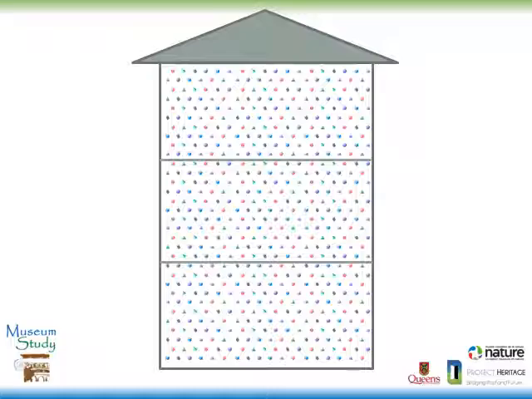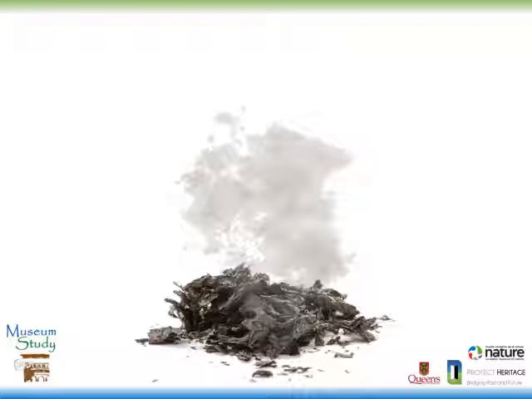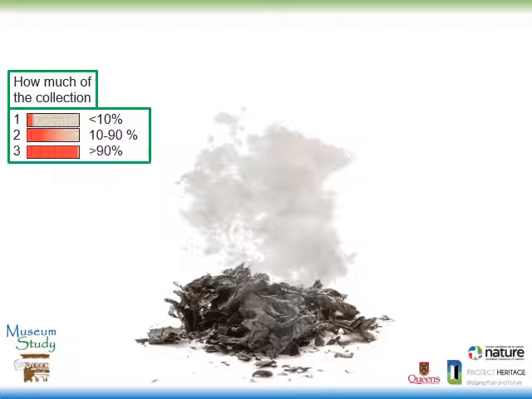Now, we go back to our pristine collection in our building. Whoa, and we find that there's a fire. Very much looks like a catastrophic fire to me. So again, how much of the collection was affected? I think we're getting the hang of this now. Looks like it's pretty much all toast, so that would be a 3.